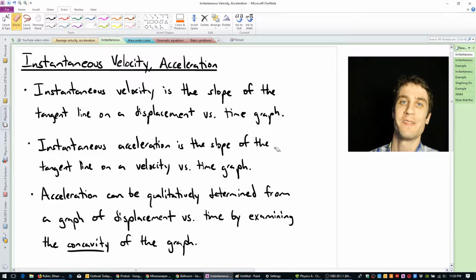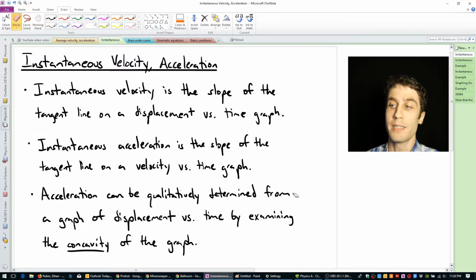Hi everyone, in this video we're going to be talking about instantaneous velocity and instantaneous acceleration, and we're going to be finding them from graphs in a very similar method to what we covered in the previous video. So, instantaneous velocity is the slope of the tangent line on a displacement versus time graph, and instantaneous acceleration is the slope of the tangent line on a velocity versus time graph.